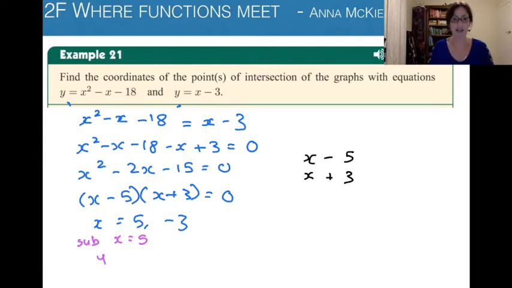So where you see the x, you're going to put in the 5. 5 take 3 gives us 2. And as coordinates, don't just leave it like that. x is 5 and y is 2.